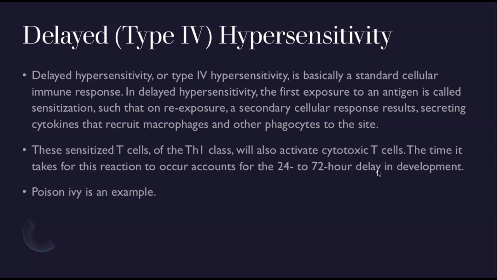And the last one is the delayed type 4 hypersensitivity. We're pretty familiar with delayed or type 4 hypersensitivity. It's basically a standard cellular immune response. In delayed hypersensitivity, the first exposure to an antigen is called sensitization, right? It gets sensitized to a certain antigen. And on re-exposure, a secondary cellular response will result, like secreting cytokines that'll recruit macrophages and other phagocytes. It's basically the regular response of a cell. The sensitized T cells of this class will also activate cytotoxic T cells, and the time it takes for this reaction to occur accounts for a 24 to 72 hour delay in development.